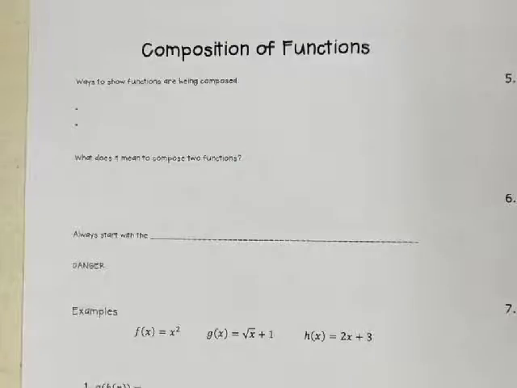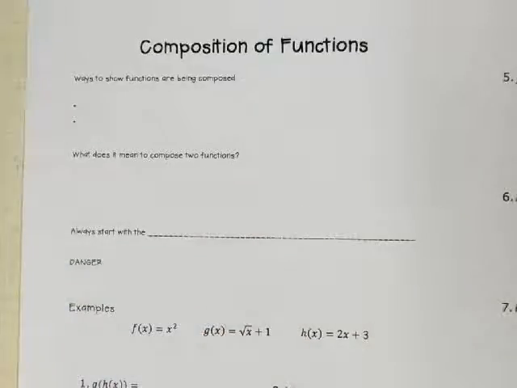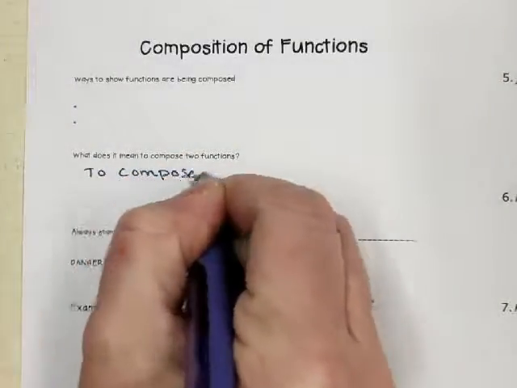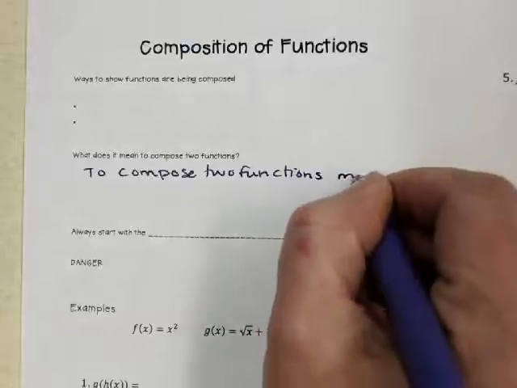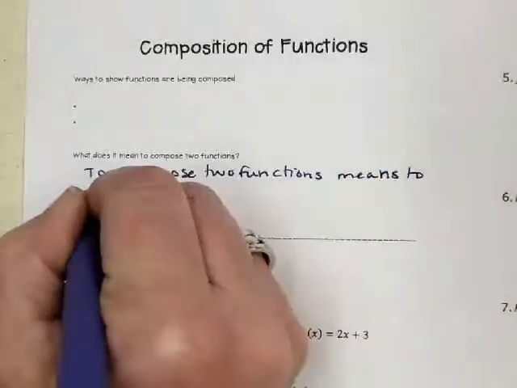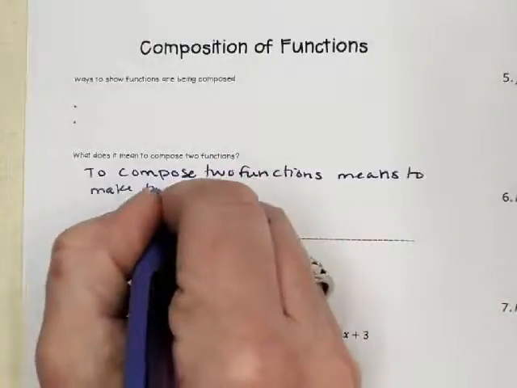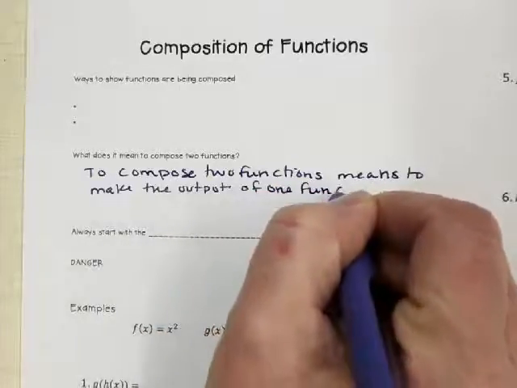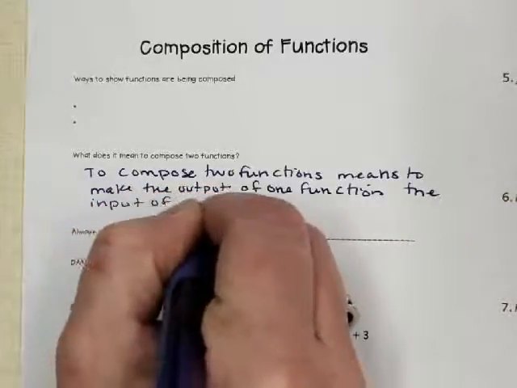Alright, so we're going to look at composing functions, or the composition of functions. And all it means, I'm going to go ahead and give you the definition right here so that you know what I'm talking about while I'm doing it, is when you compose two functions, all that means is you're going to take the output of one function and make it the input of another function.